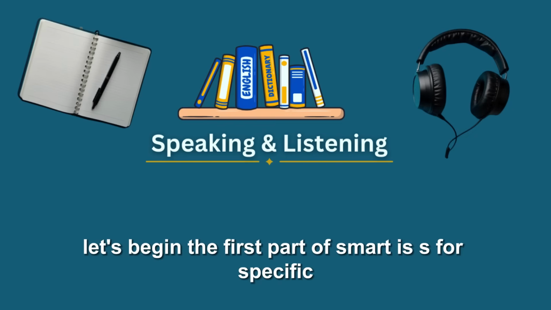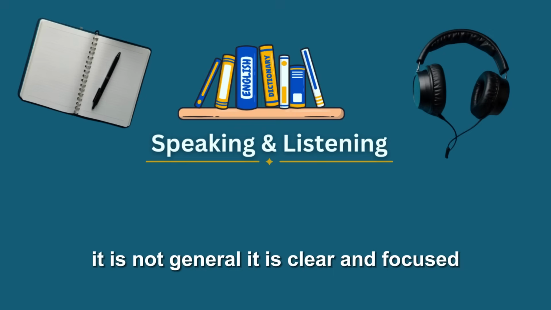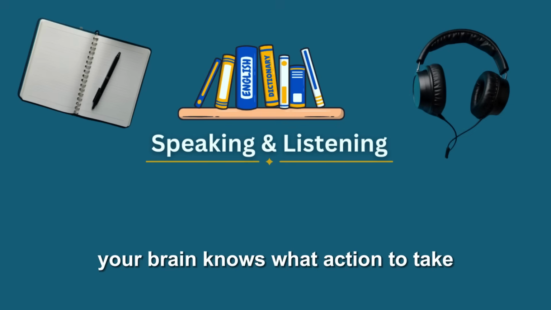Let's begin. The first part of SMART is S for specific. A specific goal tells you exactly what you want to do. It is not general. It is clear and focused. When your goal is specific, your brain knows what action to take.